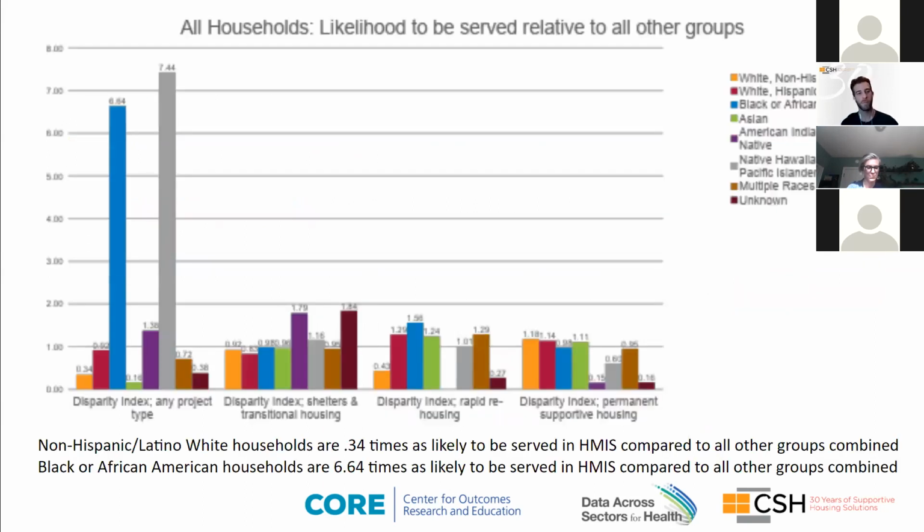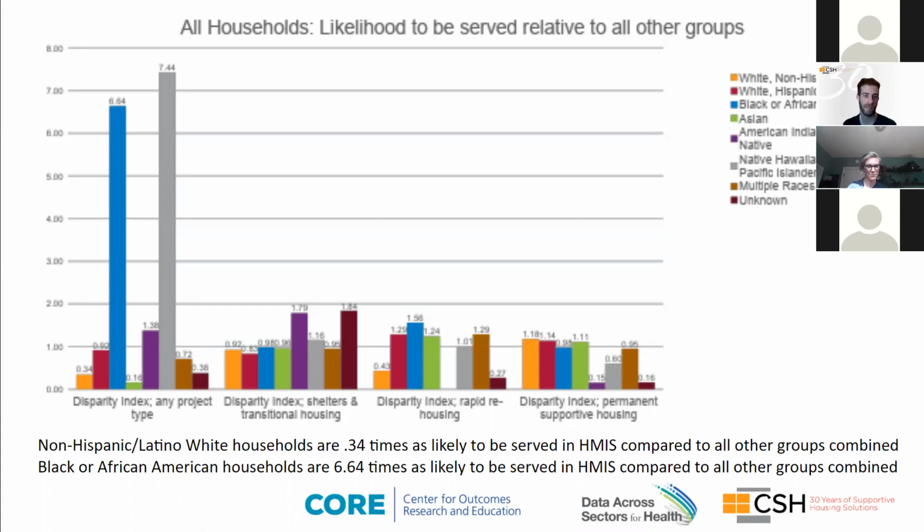Great. So the first thing that we did was calculate the likelihood that households from a given group come into contact or are served in HMIS compared to all other groups. And when we do that, on that leftmost bar chart, we see some really stark pieces. In this community, Black or African-American households were just over 6 times more likely to come into contact with the homeless system than non-Black households. And Native Hawaiian or other Pacific Islander households were just over 7 times more likely. It's a small number in this community, but a pretty substantial disparity.